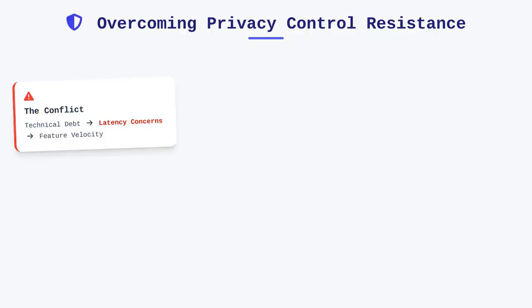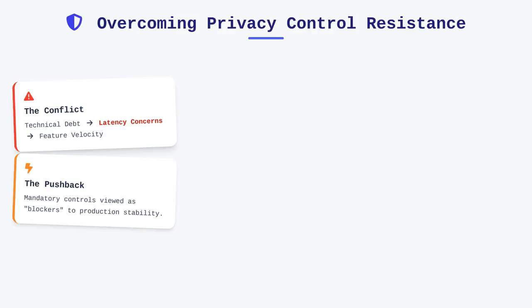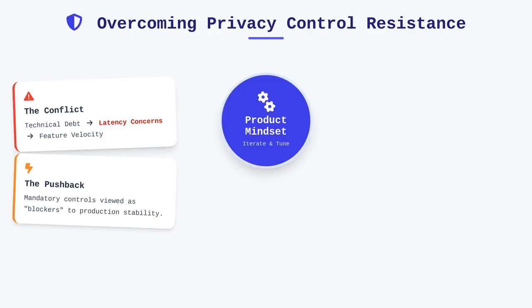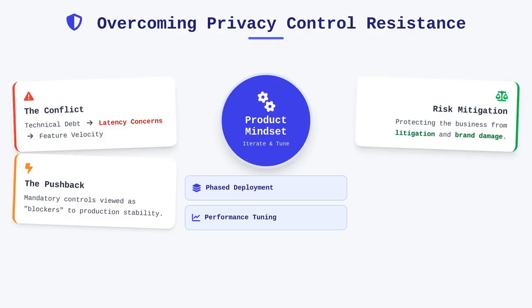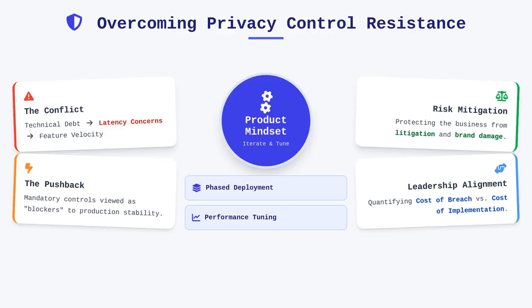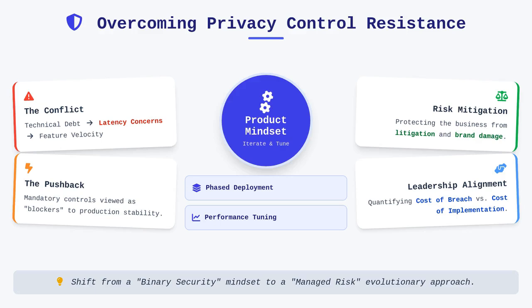Addressing technical debt and internal resistance to privacy controls requires a nuanced social and technical approach. It is common to encounter pushback when a new control, such as a mandatory data masking layer, threatens to increase latency in an already stressed production system. To mitigate this, you must treat privacy controls as professional software products that require iteration and performance tuning, just like any other feature. Instead of forcing a rigid binary secure or insecure choice, propose a phased deployment that maps out risk reductions against operational impacts.